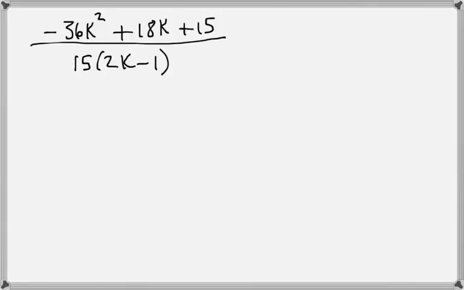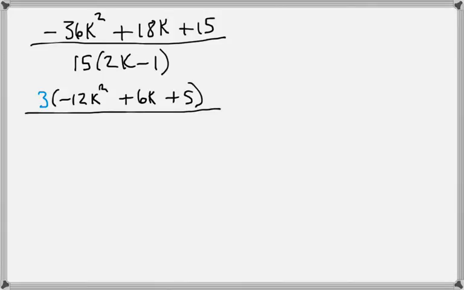Now we want to look to see if we can factor. If we notice in that first one, there's a common factor, a number that we can factor out of all of them, and that would be a 3. So if I factor out a 3, that's going to leave me with a negative 12k squared plus a 6k plus a 5 all over a 15 times a 2k minus 1.